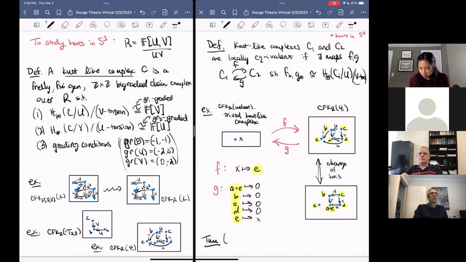And the reason why local equivalence is relevant to the study of knot concordance is given by the theorem of Zemke and Hom that tell us that concordant knots in S3 have knot Floer complexes which are locally equivalent.